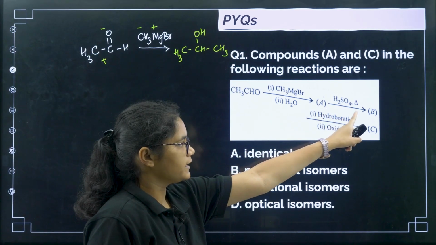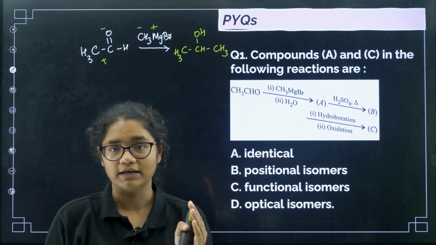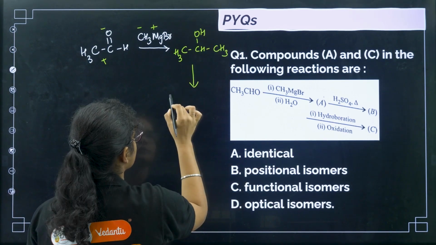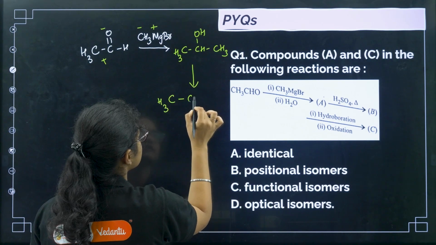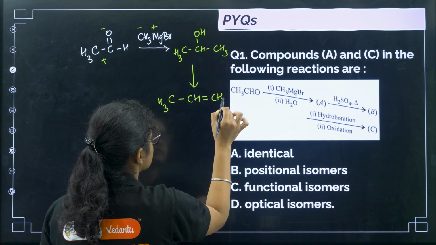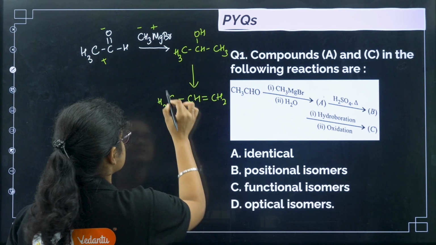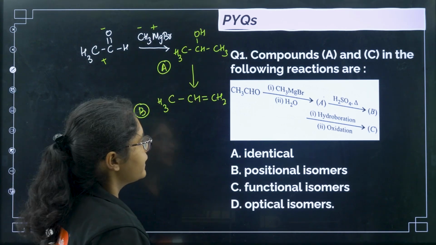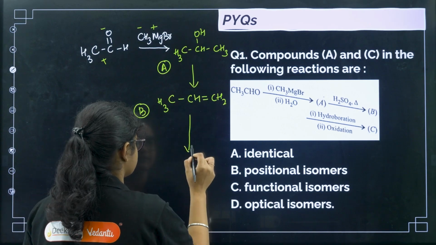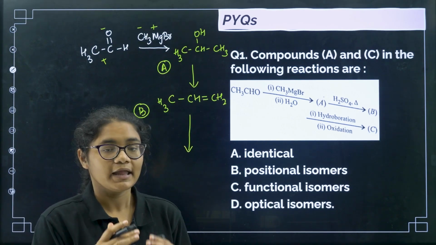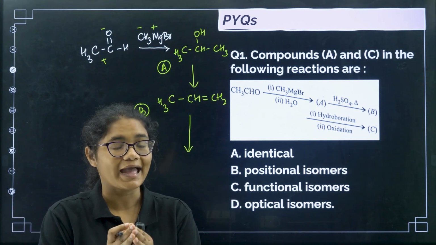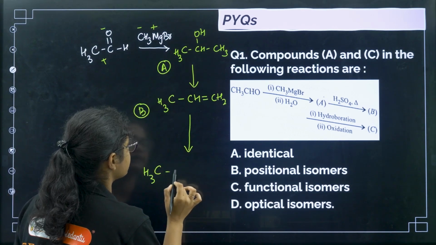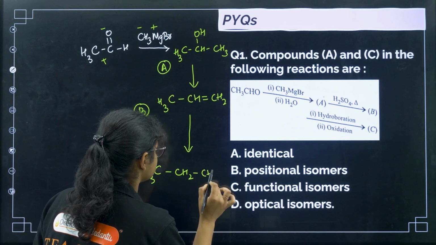Next you have concentrated H2SO4 and heating. So H2SO4 and heating will do dehydration, right? So there will be removal of water and I'll get CH3CH double bond CH2. So this is A, this is B. Then after that there is hydroboration oxidation. Hydroboration oxidation, if you remember, adds H and OH following anti-Markovnikov's rule, right? That also we studied in the previous class. So I'll get CH3CH2CH2OH.